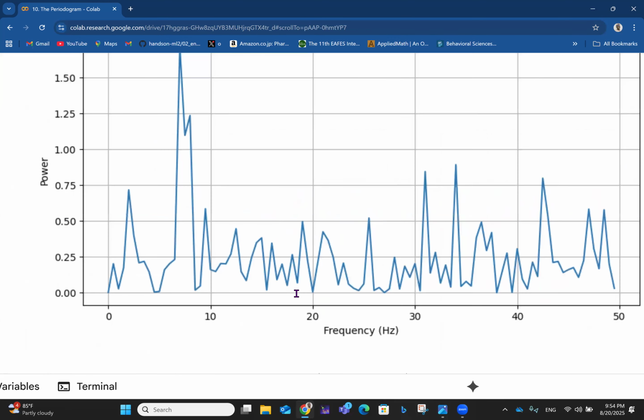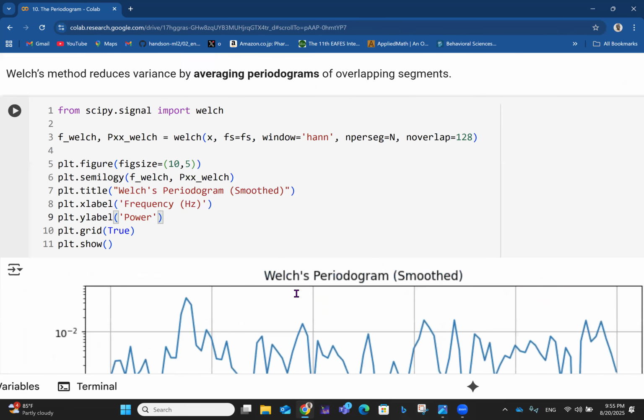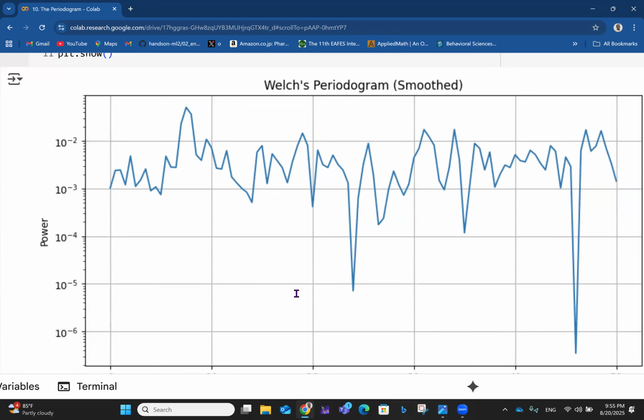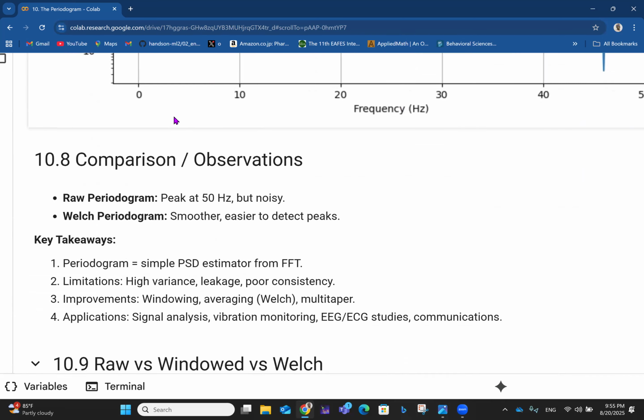So with this now, we have some improvement, and the power is greatly reduced. Here we had something close to 1.75 as the peak. Here the peak is less than 0.01, because 10 raised to minus 2 is 0.01. So we have something just a bit above 0.01, because we have actually enhanced that.